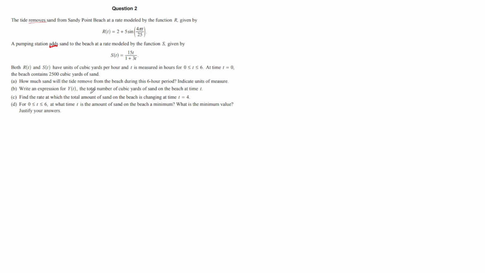It says both R of t and S of t have units of cubic yards per hour, and t is measured in hours for t between 0 and 6. At time t equals 0, the beach contains 2,500 cubic yards of sand, so that's also going to be important. So this is a calculator active problem.